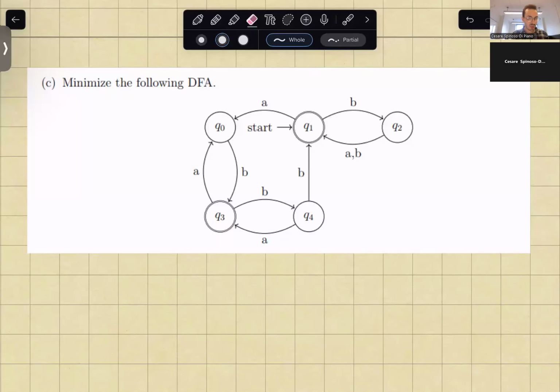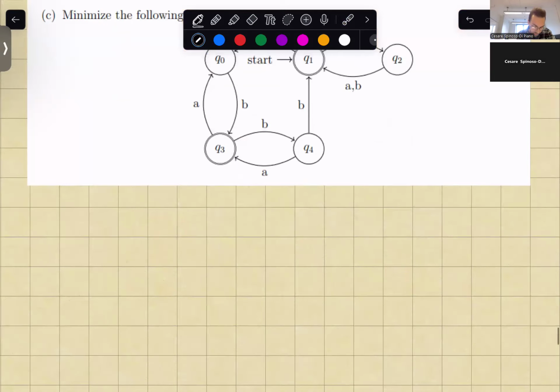Okay, hello everyone. So in this video, we'll be looking at an exercise where we're asked to minimize a DFA. So this is the DFA that we want to minimize. So just as a quick reminder before we start the exercise, how do we do DFA minimization?